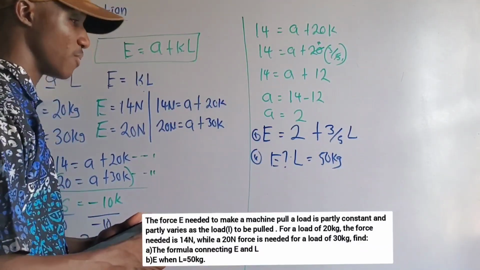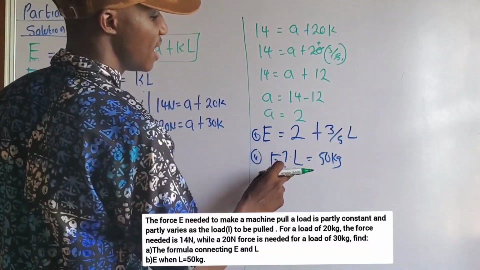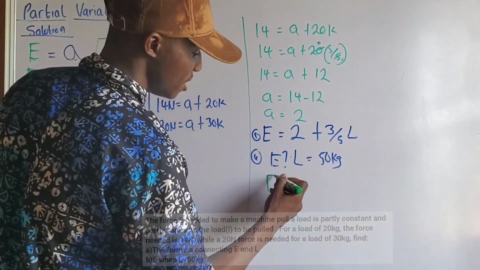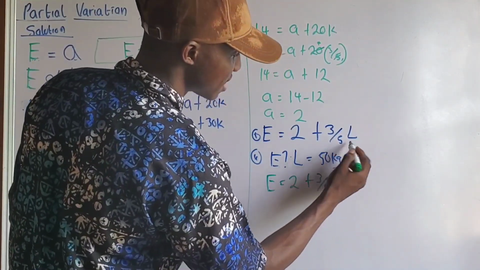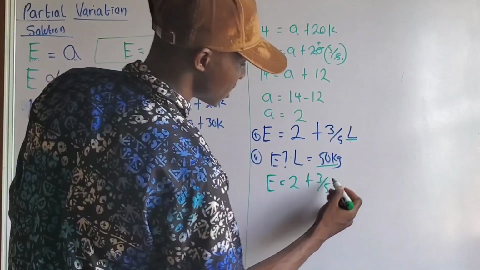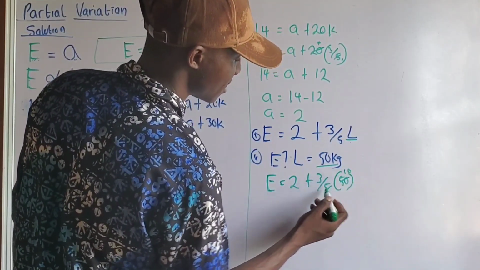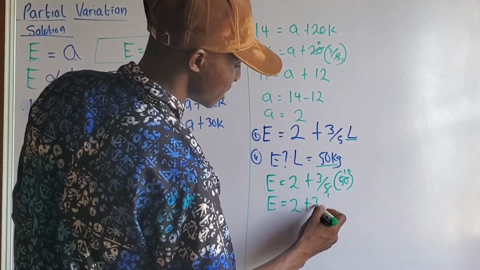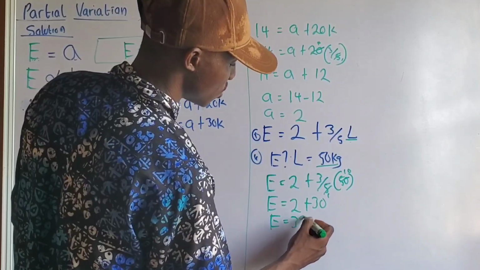Well, to get the value of the force when the load is 50 kilograms, just substitute the value of L into this formula, then get the value of the E. Are you getting it? So E is equals to 2 plus 3 over 5 L. Instead of L, we are going to replace it as 50. Multiply by 50, right? Yes. So 5 here 1, 5 here 10, right? 10 times 3 is 30. So I'm going to have E equals to 2 plus 30. So 2 plus 30 is 32. I'm going to have E equals to 32 Newton.